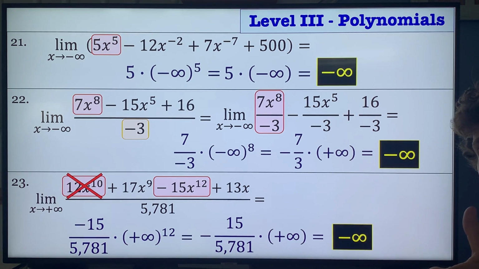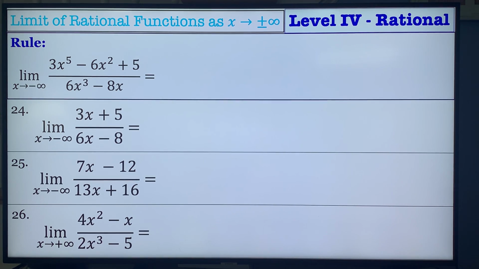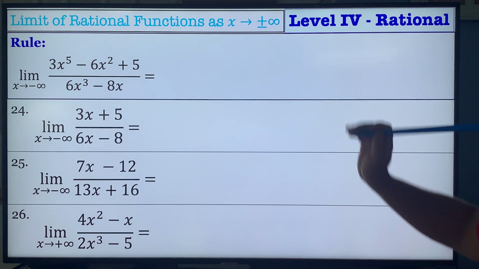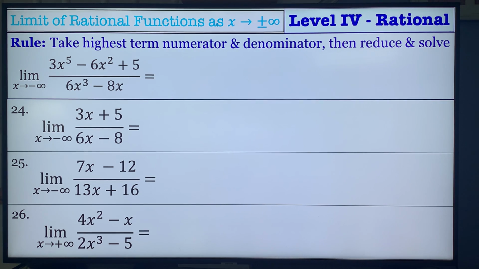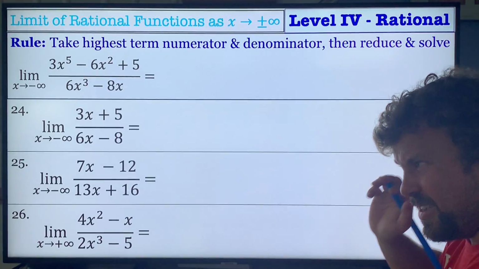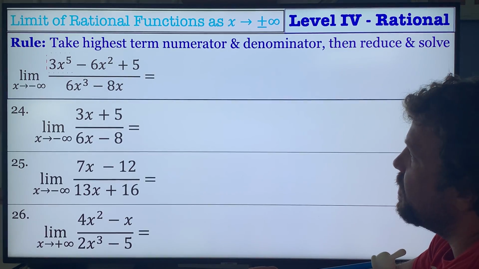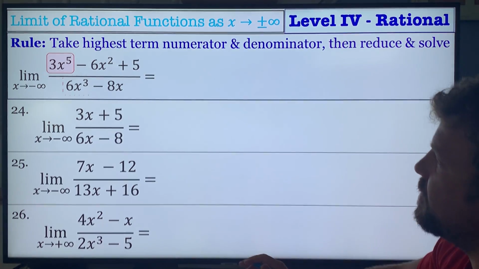3 levels good? Guess what comes after 3? 4. Level 4, now we're going rationals. The limit of rational functions as x approaches positive or negative infinity. Now there's one simple rule, and that simple rule is take the highest degree numerator, take the highest degree denominator, then reduce and solve. Oh, this is the L'Hopital rule as well. I don't think the other one was. I think you need a fraction for that. So what's the highest degree numerator? 3x to the 5th. Highest degree denominator?